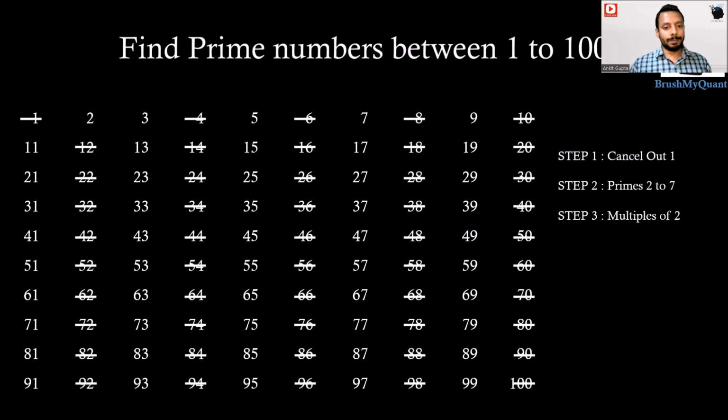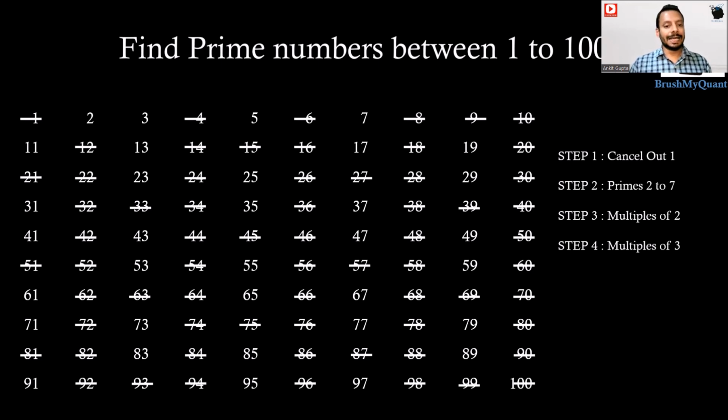Next, we will take all the multiples of 3 except 3 and cancel them out. If we quickly do that, then these are the remaining numbers which we have. Some of the multiples of 3 like 6, 12, 18, and so on, we would have already cancelled as part of the multiples of 2. So it's good in a way because we need to cancel out fewer numbers.